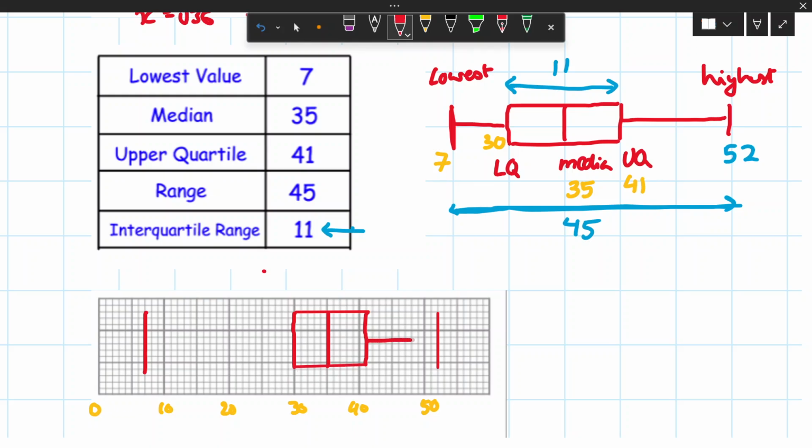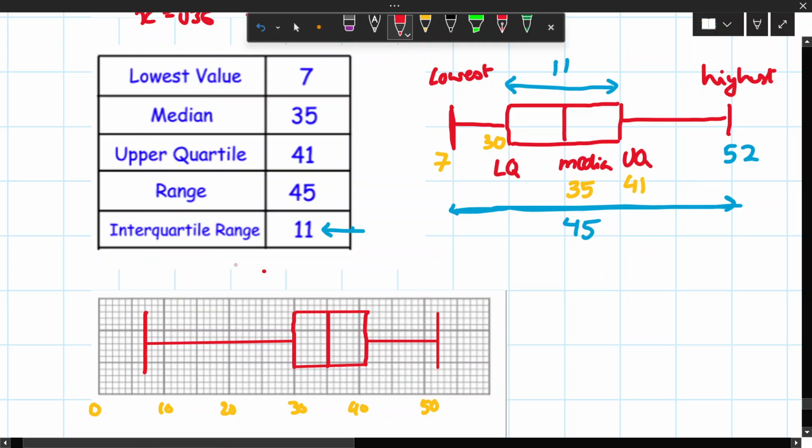Yep. And then join the parts in the middle. And then that would be your box plot. So please make sure you're using a ruler when you're doing this for your test.